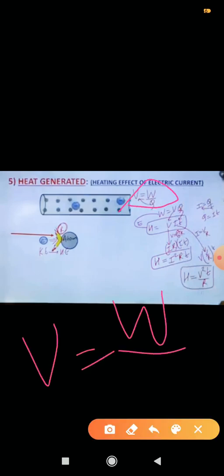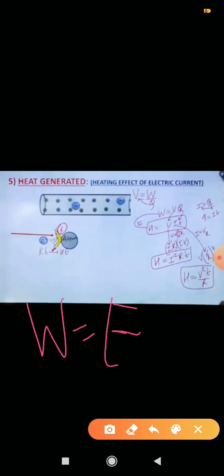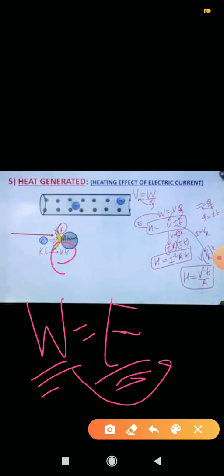Now we know the formula of the potential difference, right? The formula of voltage: V equals work done upon charge. By this formula we can make a formula for heat. When we want to find the work, work is equal to energy. We studied this in ninth standard, that work is energy, work is equal to any type of energy. Here the type of energy is heat energy. So work is equal to heat energy.